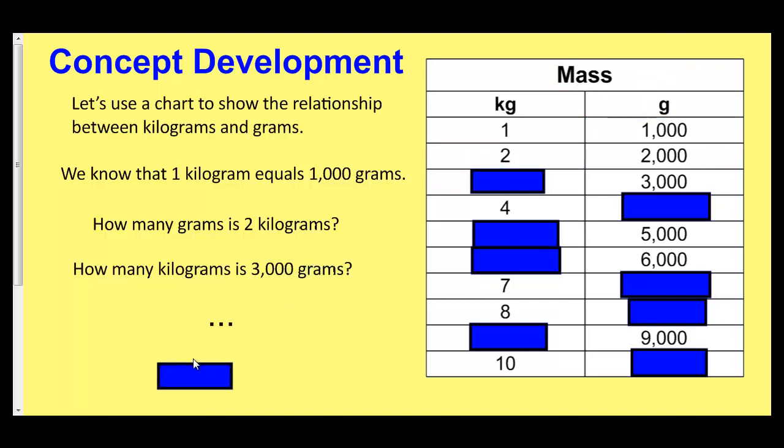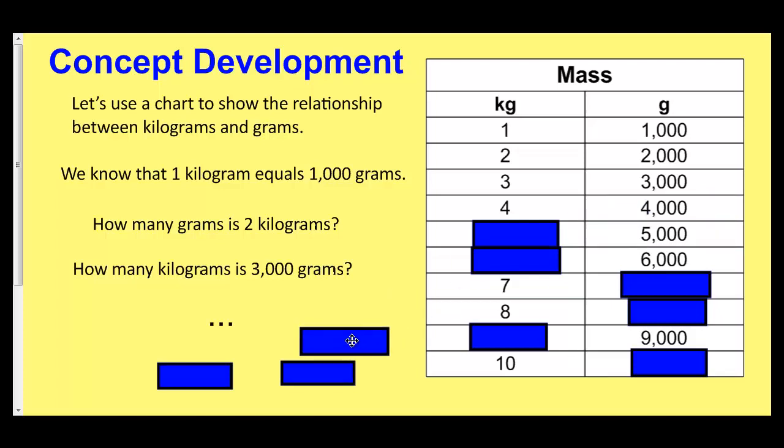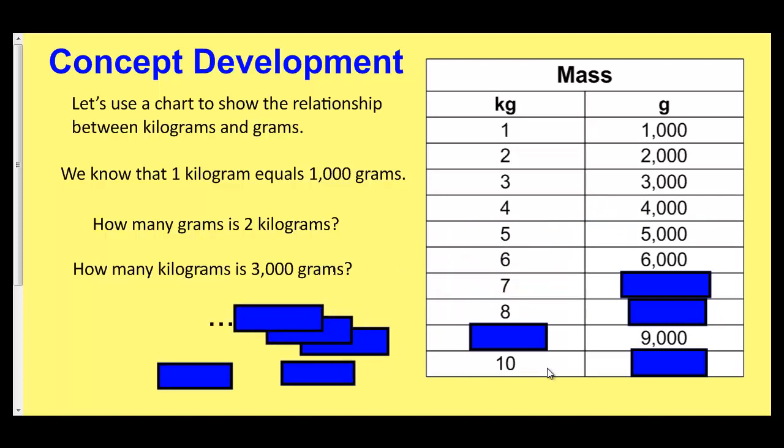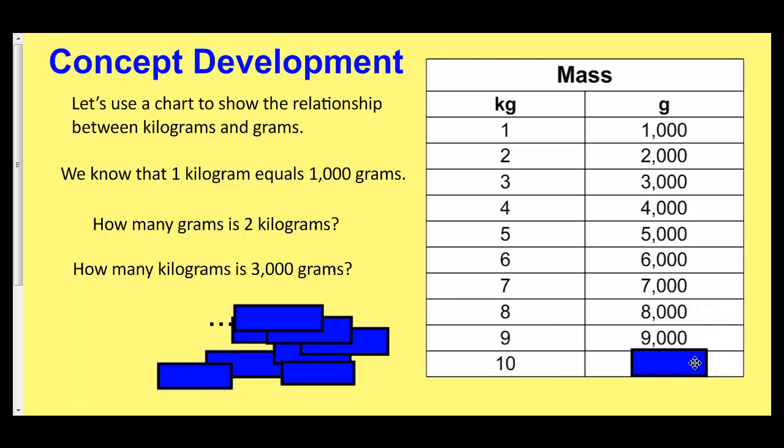All right, so if I have 3,000 grams, how many kilograms would that be? 3. Why don't you try to go ahead and fill out the rest of this, and when you're ready to check, come back and we'll check to see how you did. All right, so this would be 4,000, 5,000, 6,000. You're probably starting to see the pattern. 7,000, 8,000, 9,000.